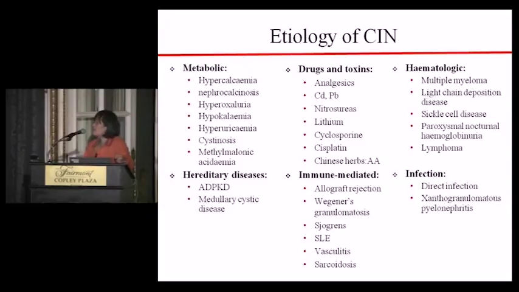The etiologies of CIN are many. Metabolic, such as hypercalcemia, hypokalemia, hyperoxaluria, hyperuricemia, cystinosis. All right, hereditary diseases, ADPKD, medullary cystic disease can do that. Many drugs can cause CIN, such as analgesics, lithium, cyclosporin, cisplatin, many Chinese herbal medicines, particularly aristolochic acid. Okay? Immune disease, hematological disease, or infection can also cause CIN.